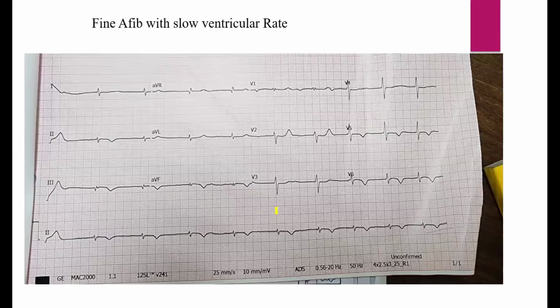Then this is the fine AFib that we're talking about, where it's difficult to delineate the AFib from the isoelectric line. So you have fine atrial fibrillation, and then you have this irregularity in the baseline.